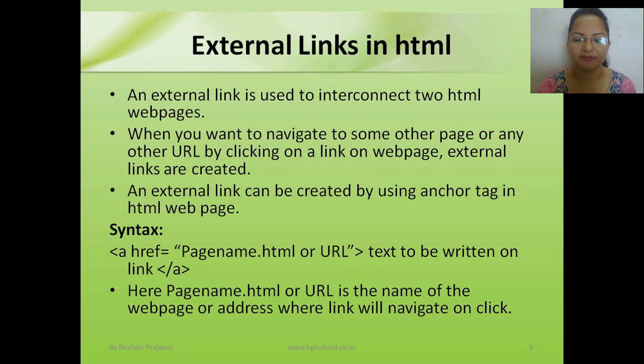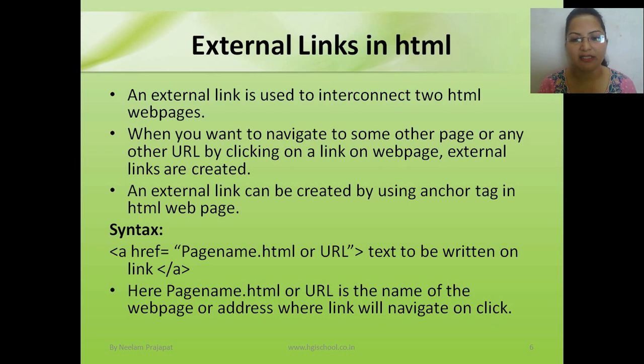So here there are two types of links, external links and internal links. First of all we'll study about external links, that you already know. Here an external link is used to interconnect two HTML web pages. If you want to navigate to some other page or any other URL, when you click on the link, you can go to some other page or any other website URL by clicking on a link on the web page. That means external links are created.